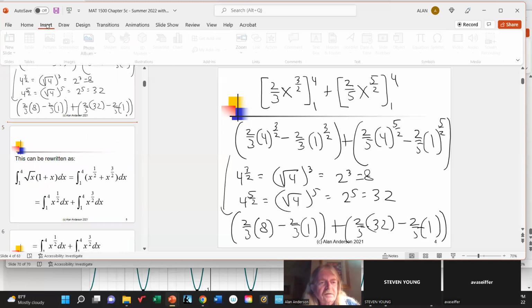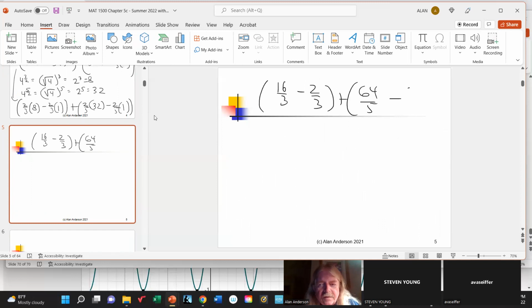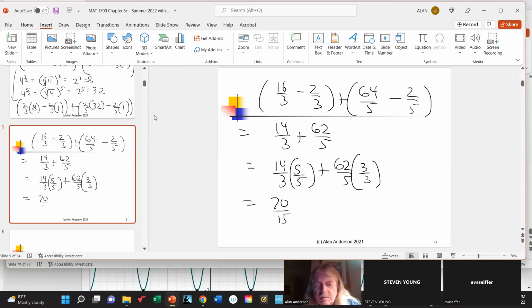So let's insert a new slide here. So we'll have 16/3 minus 2/3 plus 64/5 minus 2/5. Now, of course, we need a common denominator. We might as well use 15. All right, so we'll have 70/15 plus 182/15.